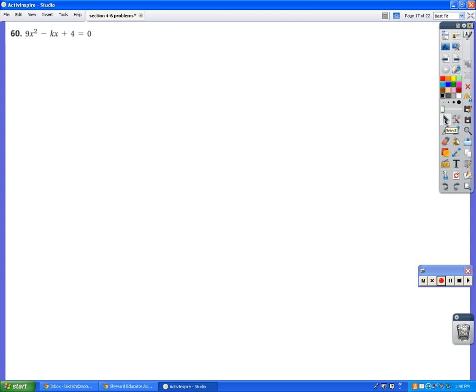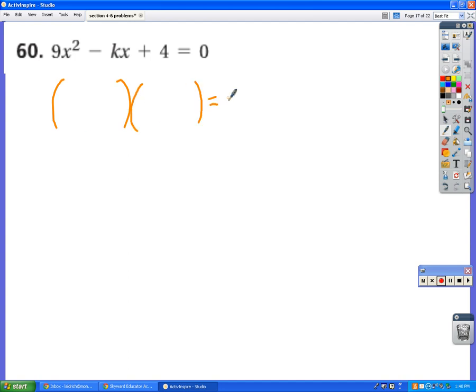All right, this one is a little bit wacky because once again, anytime you see a number in front of the x squared, that's going to cause a problem. So you have to think about this a little bit more. So you have to factor it out. If I was going to factor this out, what would I have in front? A 3x and a 3x. And what would I have here and here?